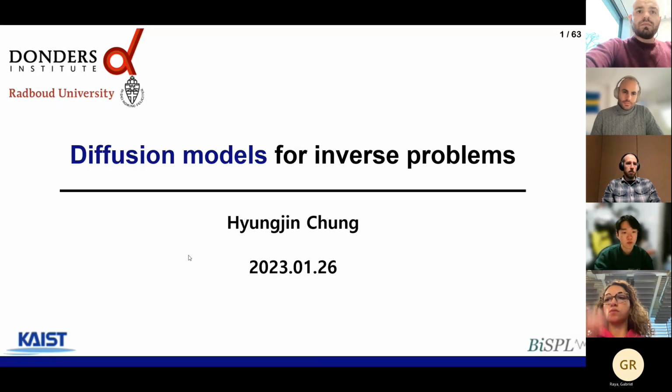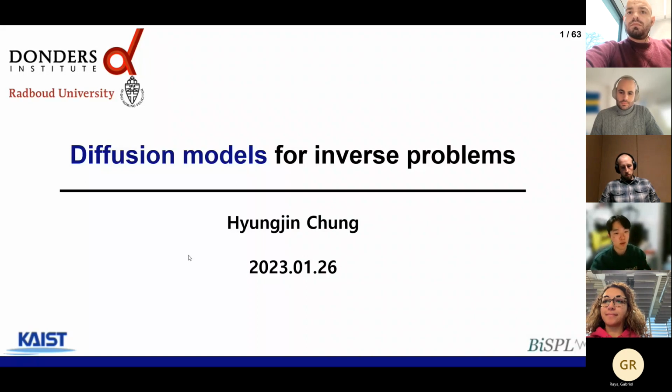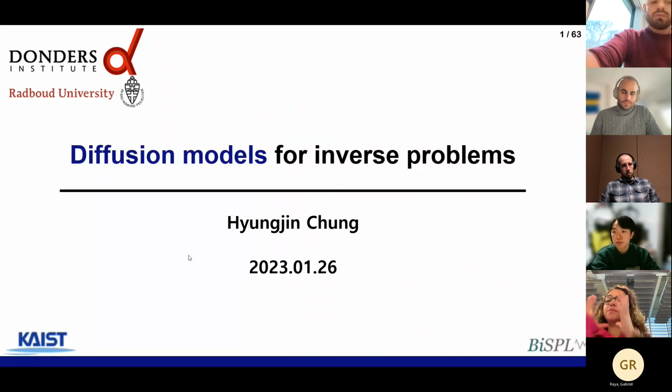I'm pretty sure that most of you are already familiar with diffusion models, but some of you may not be familiar with inverse problems. Since we have a rather small group, feel free to speak up with your microphone. I'm very sure that I'm going to miss some chats. So I hope the talk will be as interactive as possible.